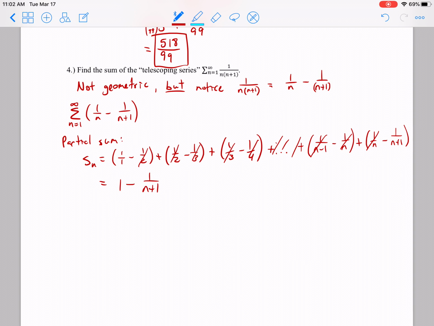So then we're going to let Sn essentially go to 1 as we let n go to infinity. Therefore, our sum from n equals 1 to infinity of 1 over n times n plus 1 is equal to 1. All right? Kind of a result that you don't necessarily expect to see coming there.